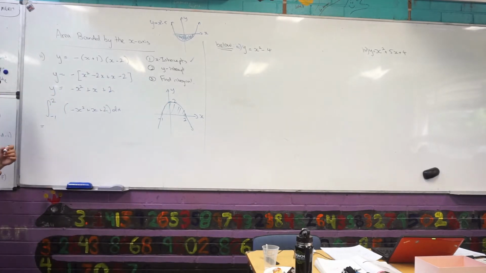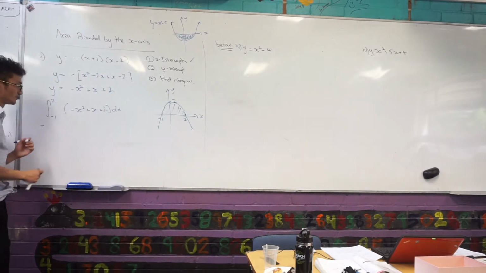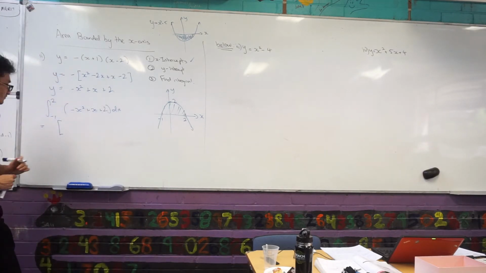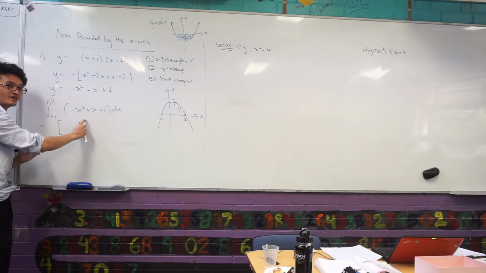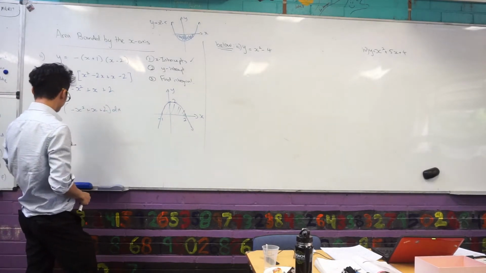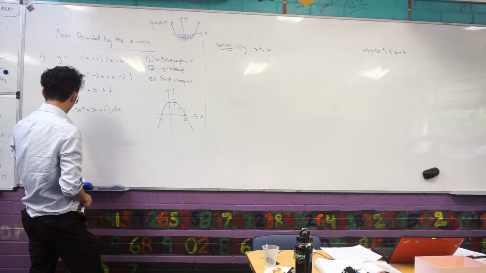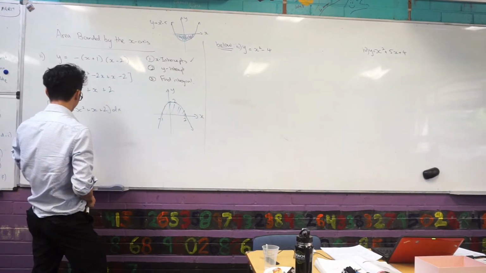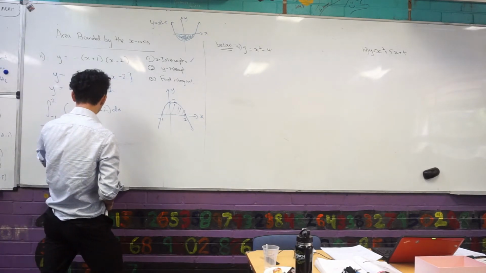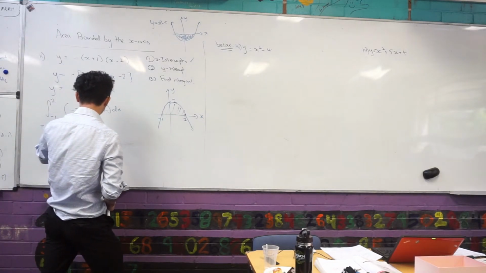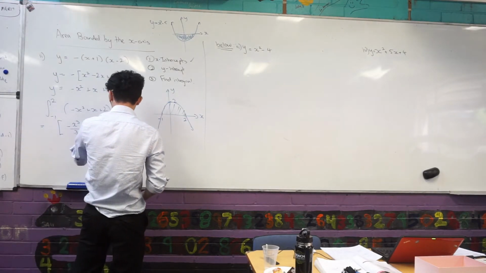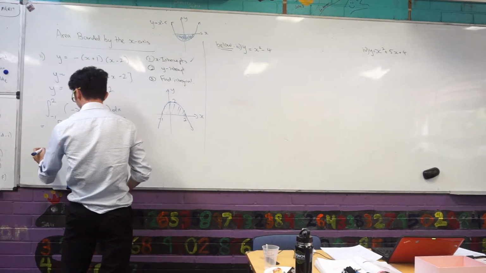Can you integrate this carefully? Just find the primitive first. So it's going to be minus x cubed over 3, plus x squared over 2, plus 2x. And I've got my upper and lower bounds.